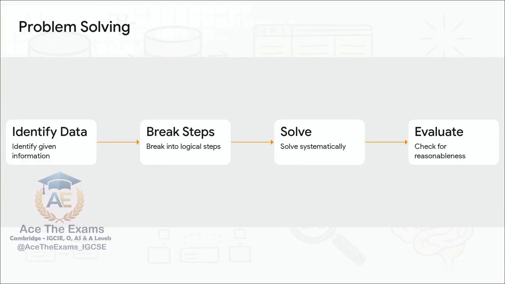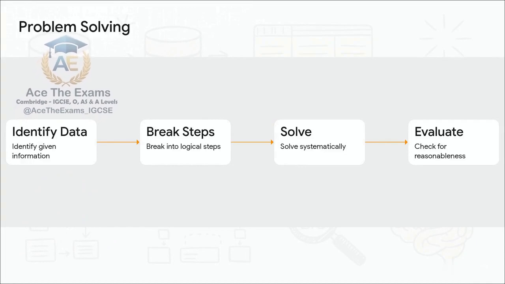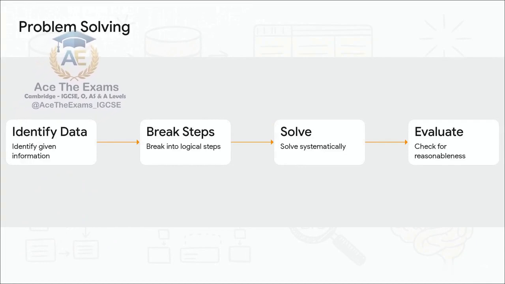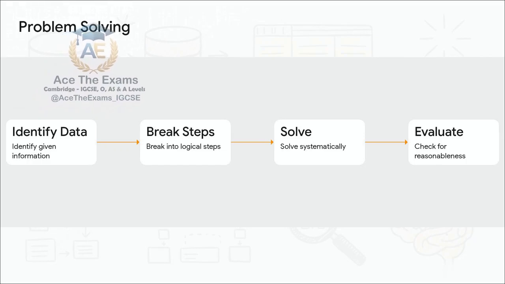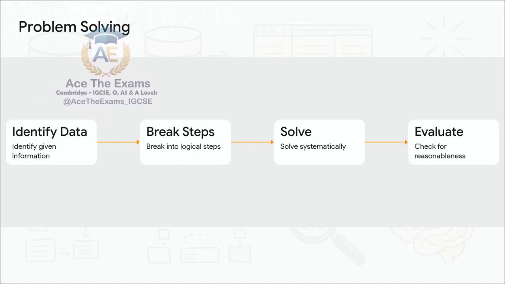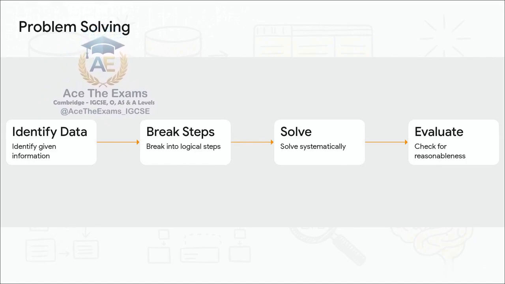The absolute secret to securing those elusive method marks is the PEAL framework. Point, evidence, explanation, link. Let's break this down for a 3NF computer science question like we're in a live workshop. Your point is identifying the specific issue. For example, you write, the table is not in 3NF due to a transitive dependency.